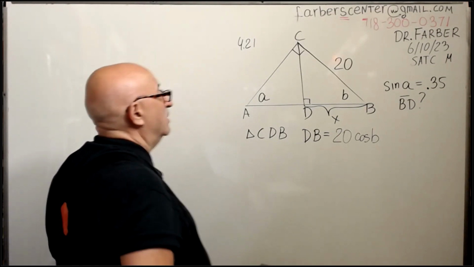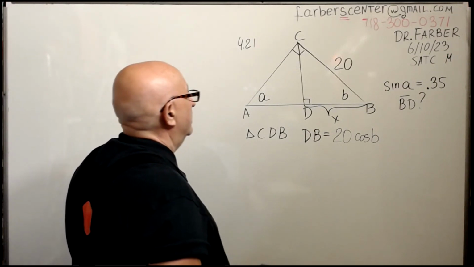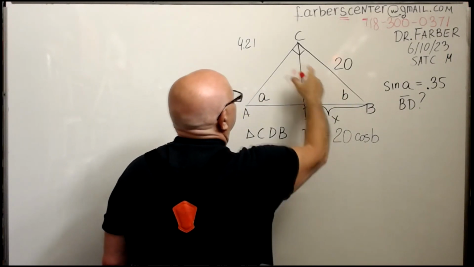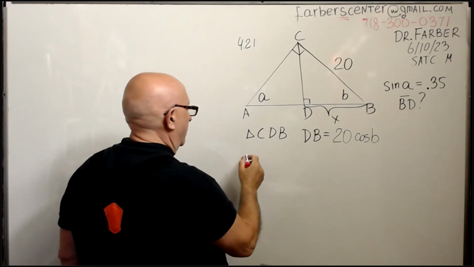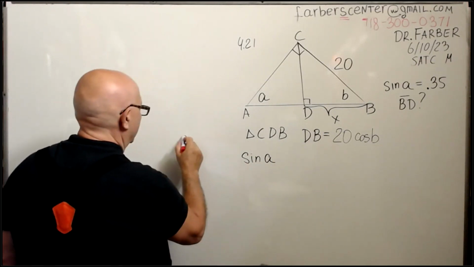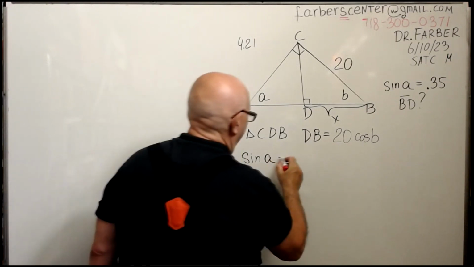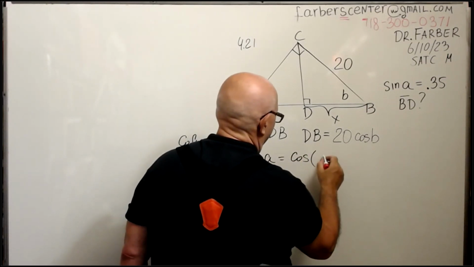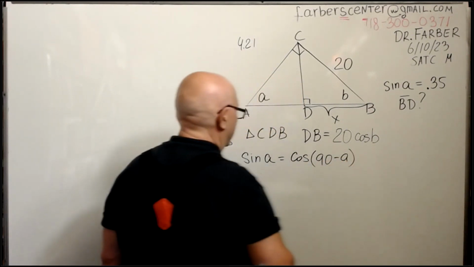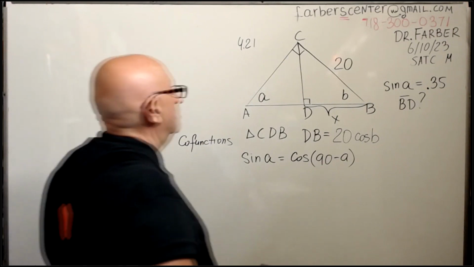But you know about cofunctions, right? Sine and cosine are cofunctions. In a triangle, these two angles are complementary. Both of them total give you 90 degrees, right? Because the total is 180. And you have sine of A, for cofunctions, equals cosine of 90 minus A, and vice versa. And this equals 0.35.